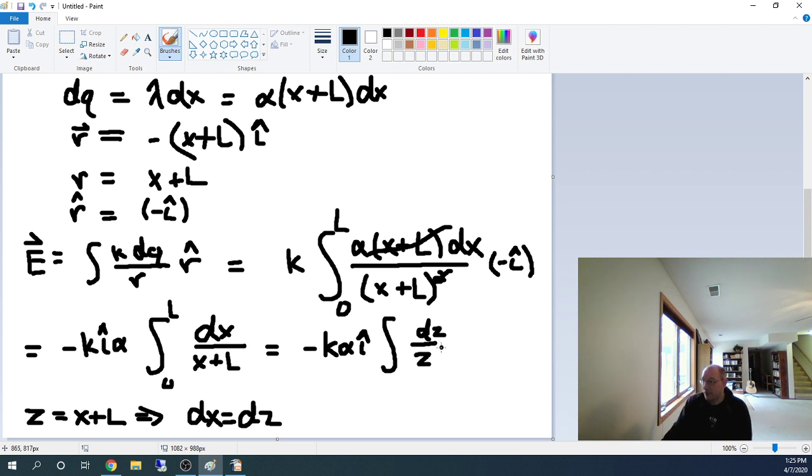And of course, when I switch over to the new variable z, I have to change the limits of integration because these are the limits on x. What are the limits on z? Well, when x equals 0, what's z? In other words, what does this lower limit correspond to? When x is equal to 0, z is equal to L. So the lower limit in z becomes L. And then the upper limit: when x is equal to L, z is equal to 2L. So there we go. All right, I'm going to erase this little space down there so we can finish this out.